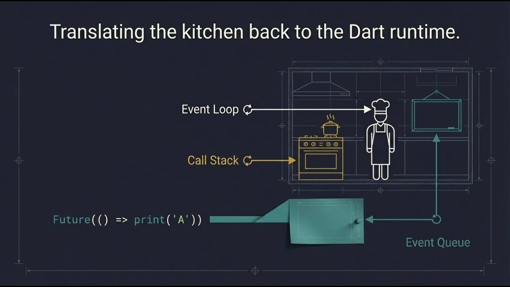So let's translate the kitchen back to the Dart runtime. The order slip on the board is the future callback. The board itself is the event queue. The chef is the event loop. And the stove, where the current dish is cooking, that's the call stack, your synchronous code. No threads, no background processing. Just one chef, one stove, and a queue on the wall.